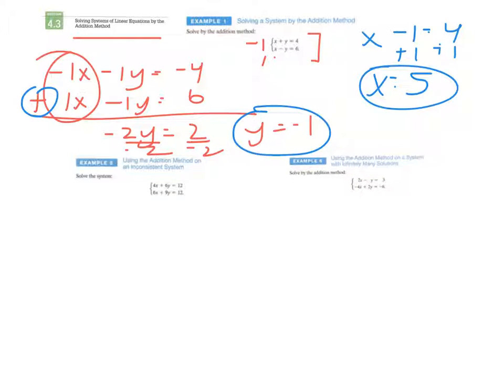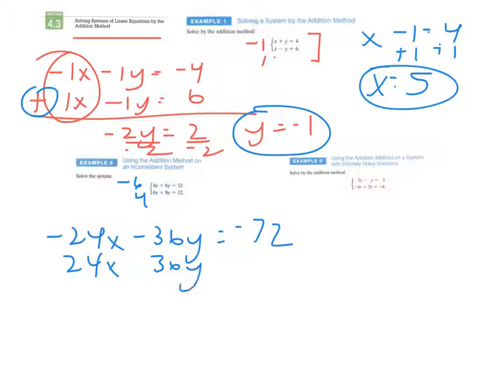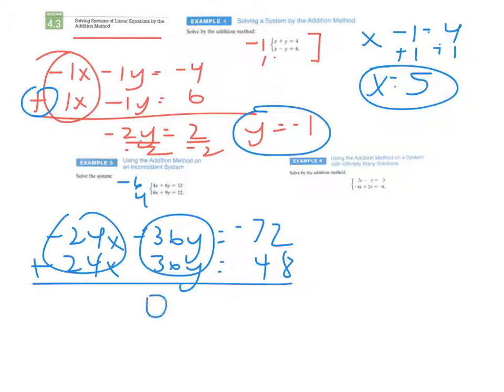Let's look at this problem down here. I'm going to take this 6 and make it a negative 6, and I'm going to make that a 4. So I multiply through: negative 24x minus 36y equals a negative 72. And then when I multiply by 4, I get 24x, 36y, and equals 48. I'm going to add, always add. This goes to 0, but this also goes to 0. So I get 0, and when we do this, I get 24, but they're not equal, so this is a no solution.